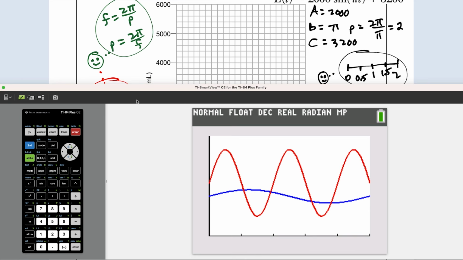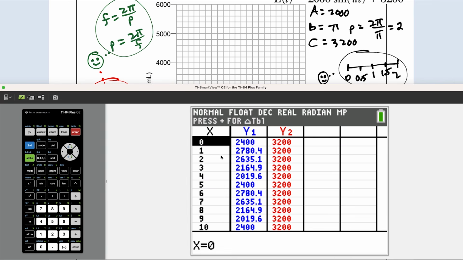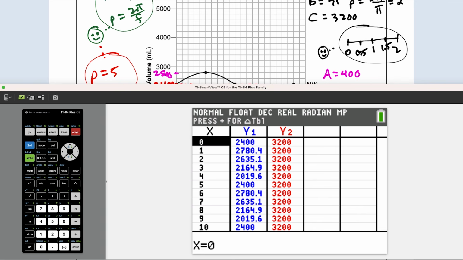So now think about if we press second graph here and go to the table, notice that this table is not very helpful at all because all of the y values are 3200. But remember what I said before, the period is 2. And if the period is 2 and we break this into 4 sections, we're counting by 0.5. So a nice little trick that we could go with here is we can make a custom table.